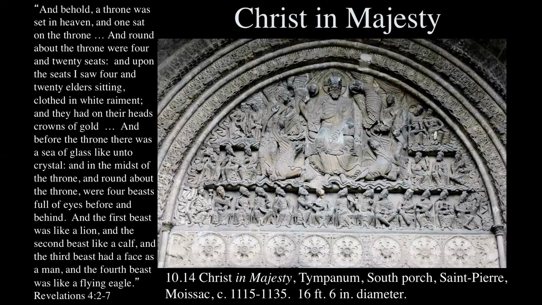So one of the quotes: "And behold, a throne was set in heaven, and one sat on the throne." We see that right in the middle, Jesus. "And round about the throne were four and twenty seats." You can count yourself, we've got 24 of them. "And upon the seats I saw four and twenty elders sitting, clothed in white raiment." The paint's worn off this one, but it would have been white at the time. "And they had on their heads crowns of gold." You can see crowns on each of them.